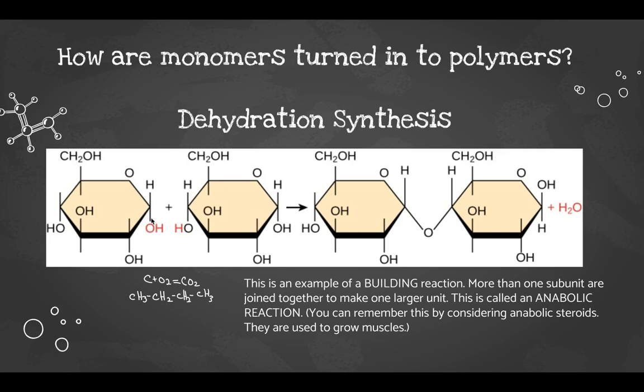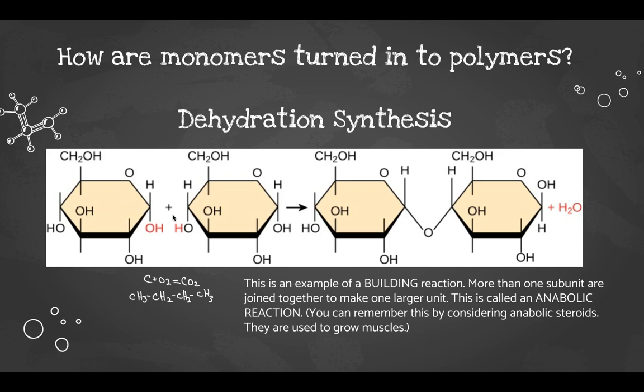Okay, so here's how you do that. You can see that we have one subunit here called a monomer plus another monomer. This little arrow means like turns into or equals or reacts to become. Now we have one molecule. It kind of looks like they're holding hands right here over this oxygen bridge. Okay, but we also have a plus sign plus this thing right here called H2O. What's H2O? It's water. So we are dehydrating these molecules right here. We're taking away H2O in order to make them hold hands and come together.